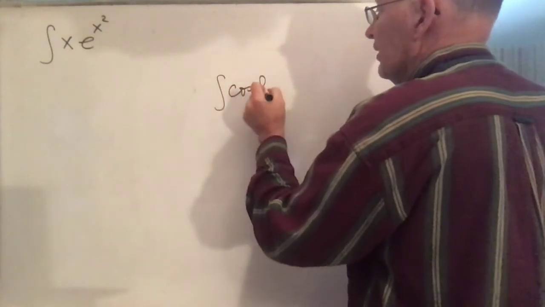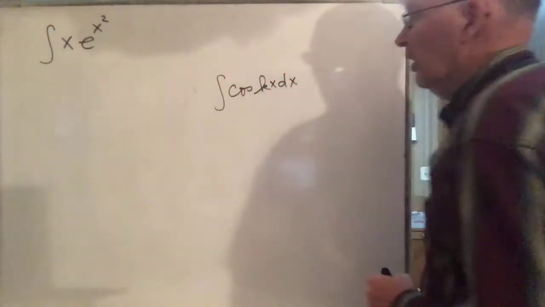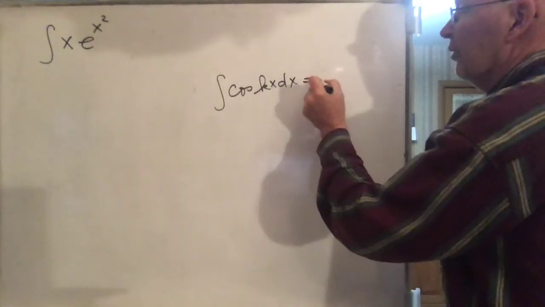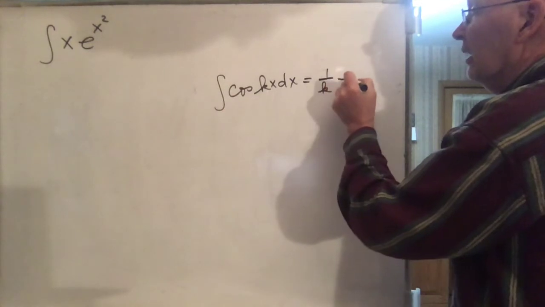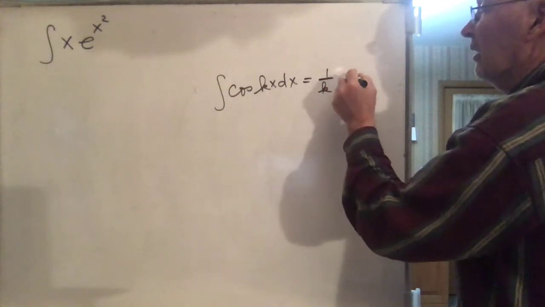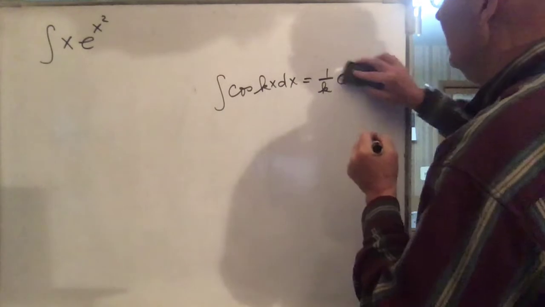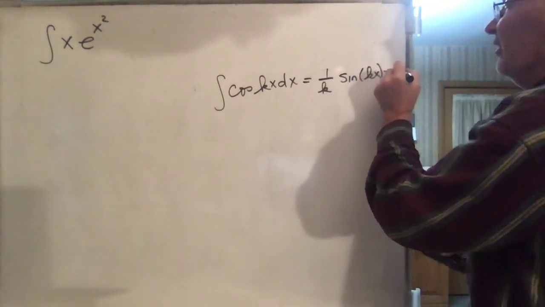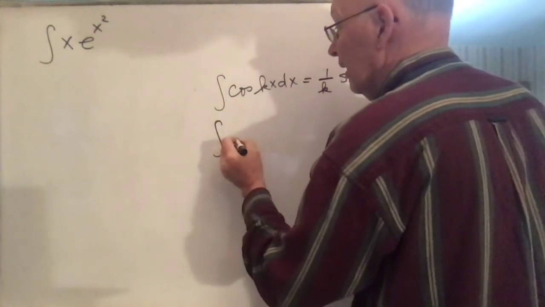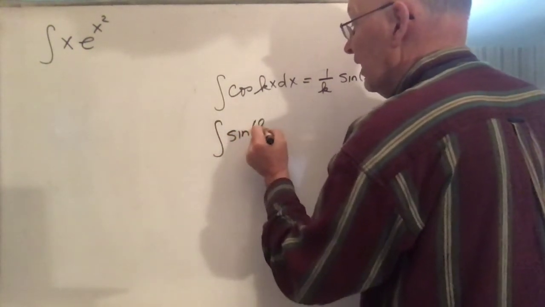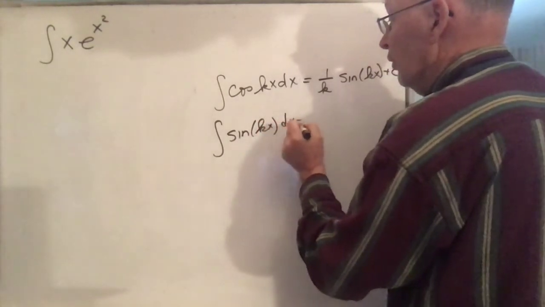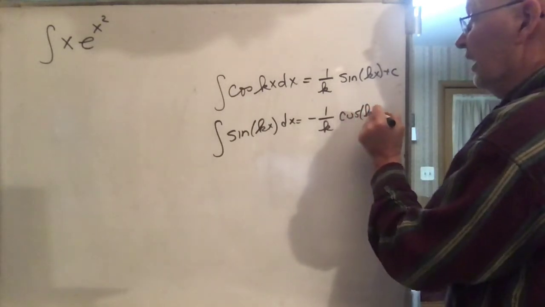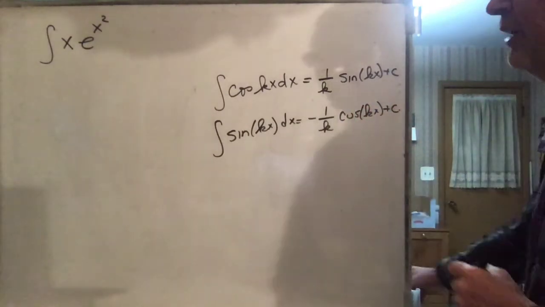What's the antiderivative of cosine of kx dx? You can do that one with the substitution just like we did e to the kx. That's going to be 1 over k times the sine of kx plus c. And similarly, the antiderivative of sine of kx is going to be minus 1 over k times the cosine of kx plus c. So I remind you of those.